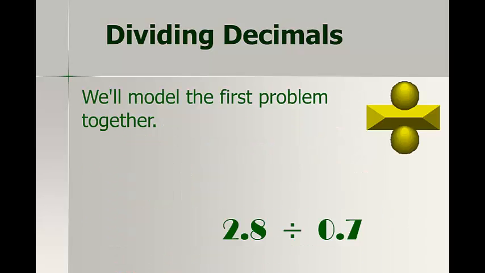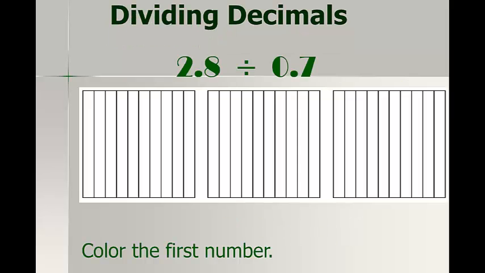So here's our first problem. 2 8/10 divided by 7/10. Let's go ahead and make a model. Since this is in tenths, I'm going to show you 3 wholes. And the first thing we're going to do is color the dividend. That means I need to color 2 wholes and 8/10 of the next one.